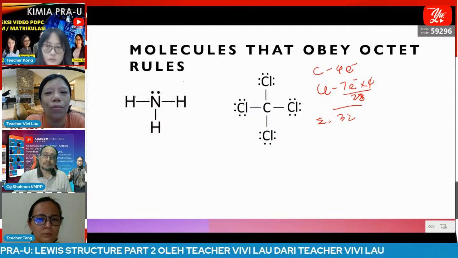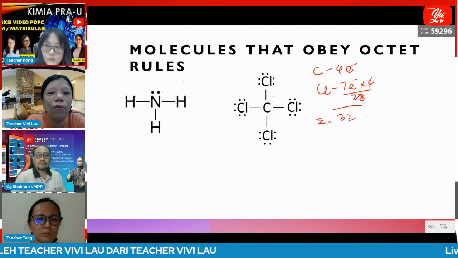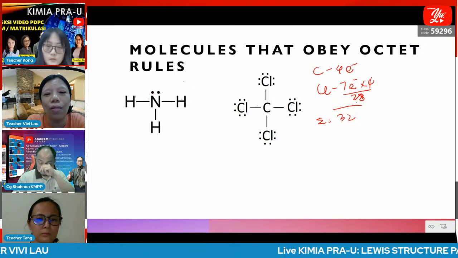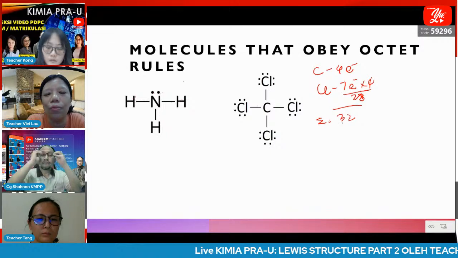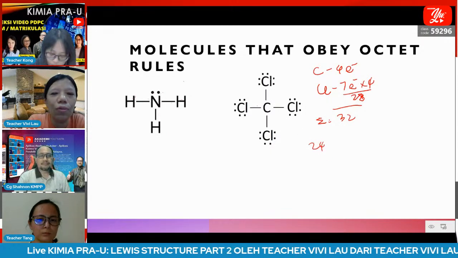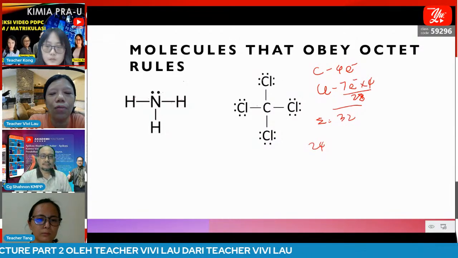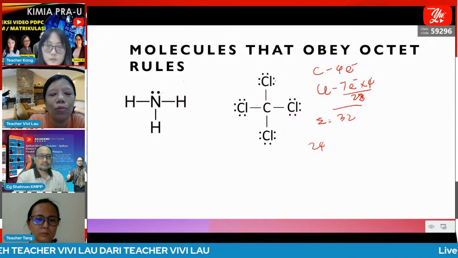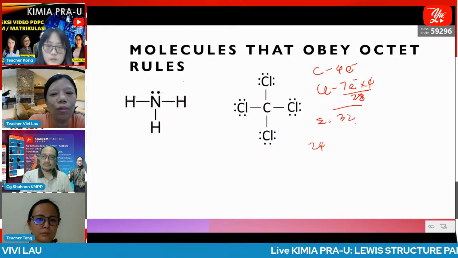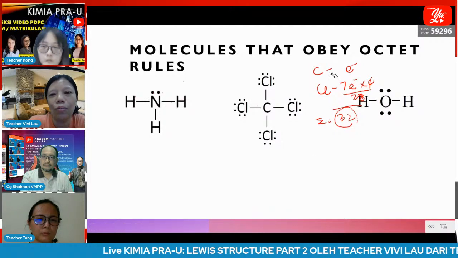Okay, so draw the surrounding atoms around the carbon, so 4. So 4 covalent bonds, so 2 times 4, 8. Then you get 24 left. Okay, so distribute the electrons as lone pairs. So 1 chlorine atom has 3 lone pairs, so 3 times 2, 6, right? 6 times 4, 24. So you use up all the 32 electrons already. Okay, so very easy.